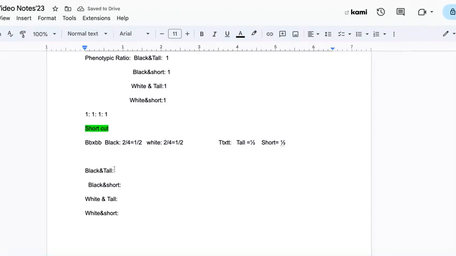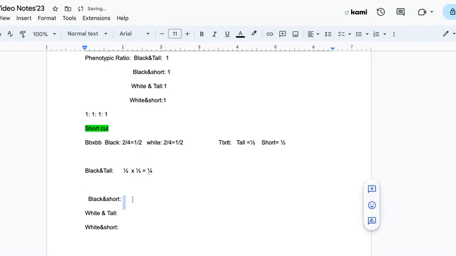So anyways, we're now looking for being a pig that's both black and tall. So we're just going to multiply our ratios together. Okay, so there's 1/2 chance times 1/2 chance, and that's going to equal 1 out of 4.